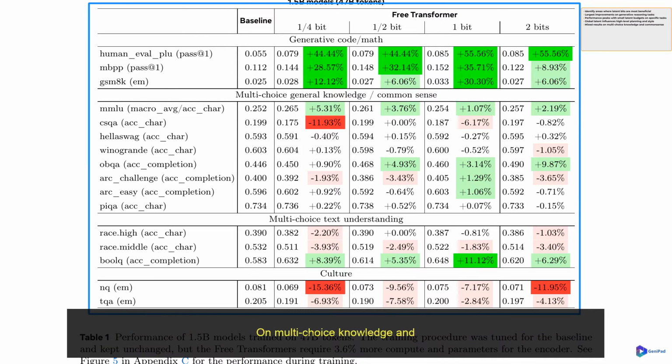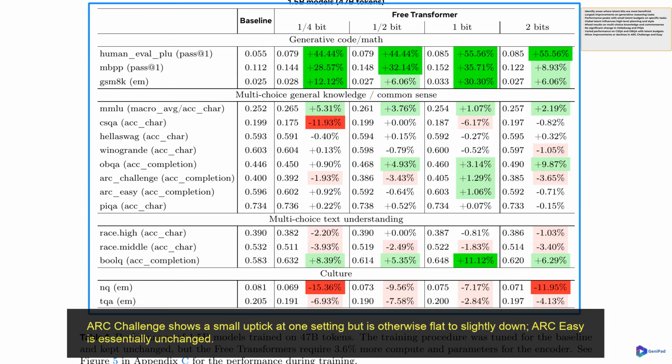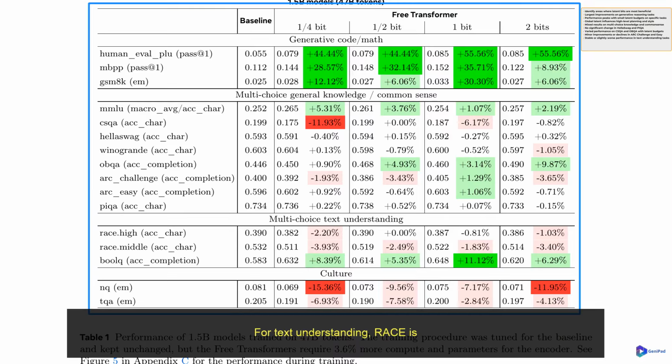On multiple-choice knowledge and common sense, results are mixed, but mostly near parity. HellaSwag and PIQA hover around baseline. CSQA bounces around baseline with small dips in some settings, while OBQA sees clear gains at higher budgets. ARC Challenge shows a small uptick at one setting, but is otherwise flat to slightly down. ARC Easy is essentially unchanged. For text understanding, RACE is mostly flat to slightly down, but BoolQ benefits at moderate budgets.